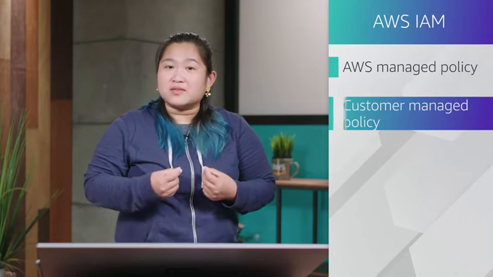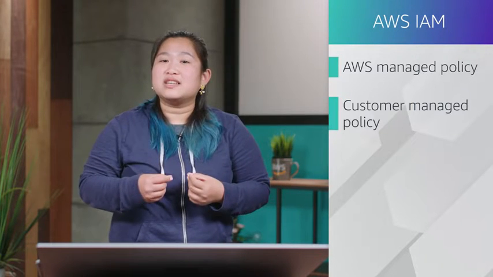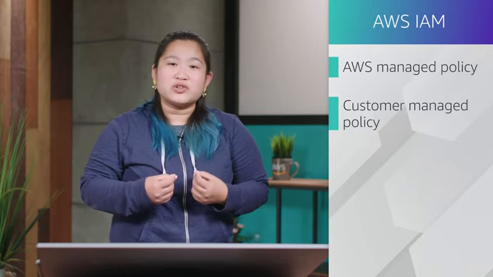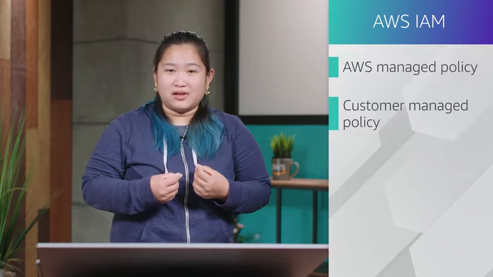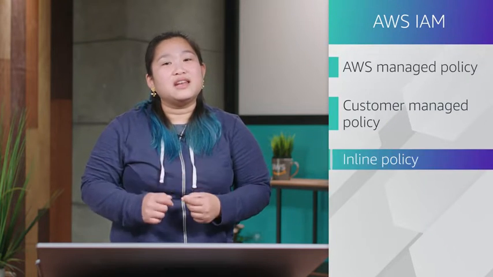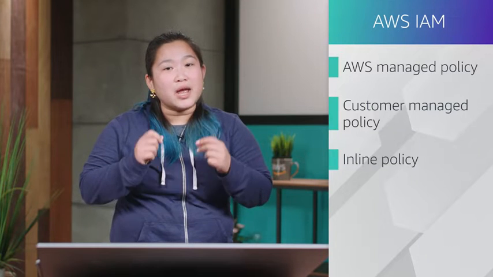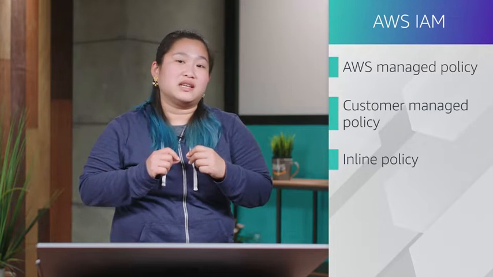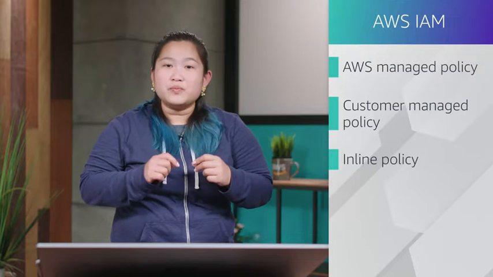A customer managed policy is a standalone policy that you create and administer in your AWS account. And finally, an inline policy is a policy that is embedded in a principal entity, such as a user, a group, or a role. The different types of policy are for different use cases. In most cases, we recommend that you use managed policy instead of inline policy.